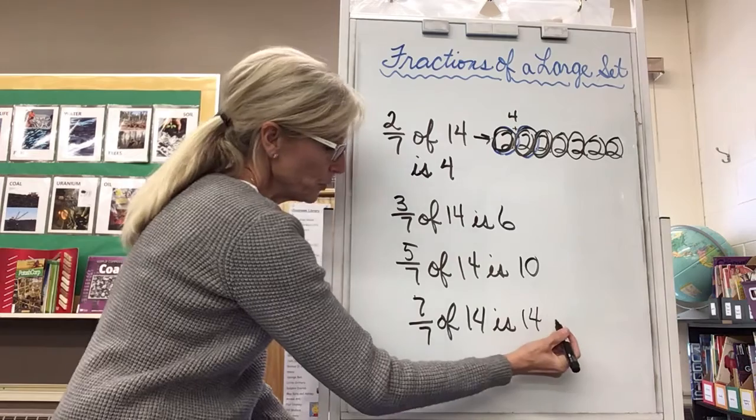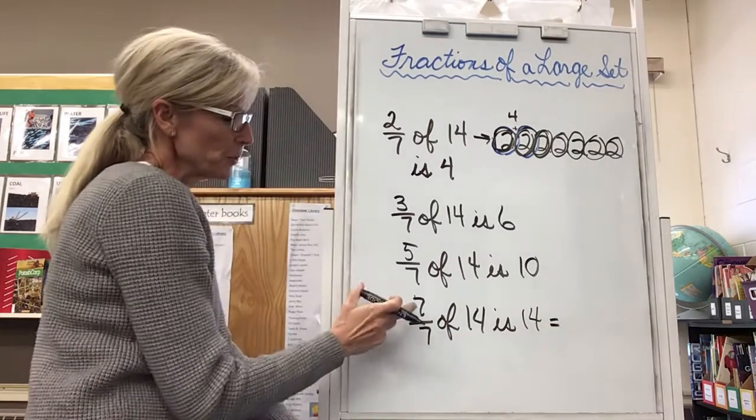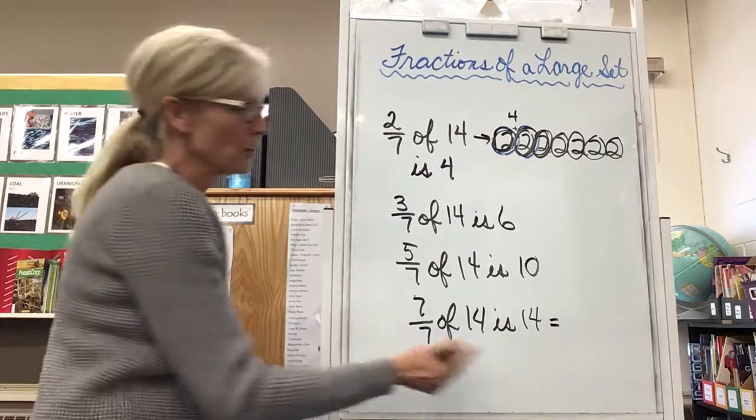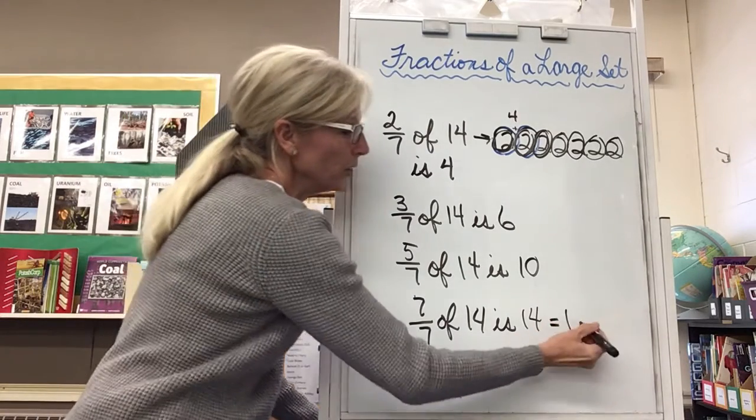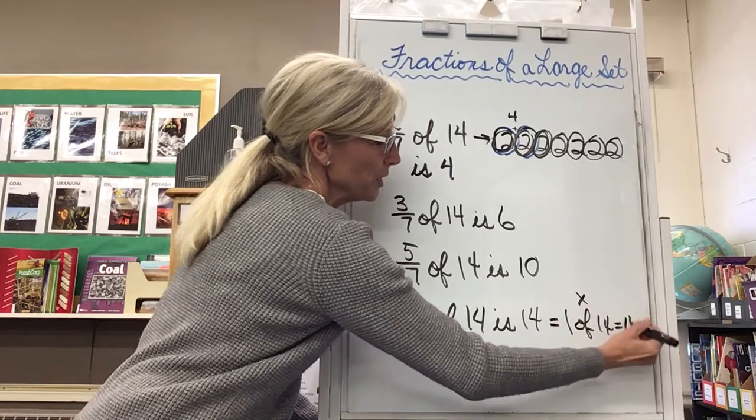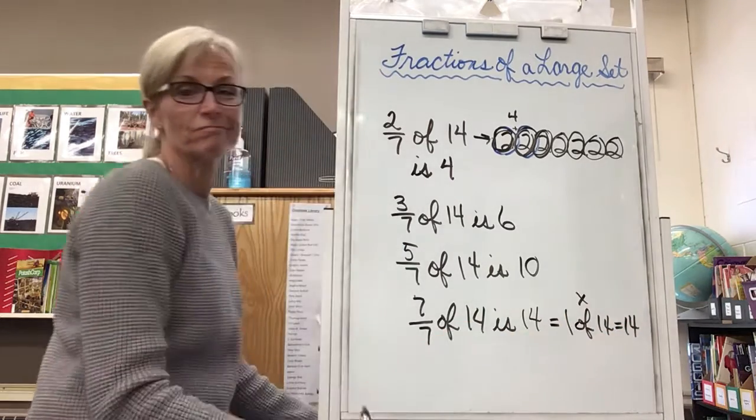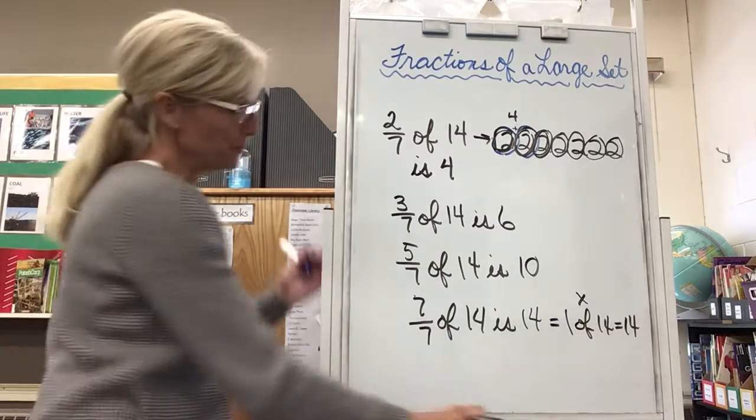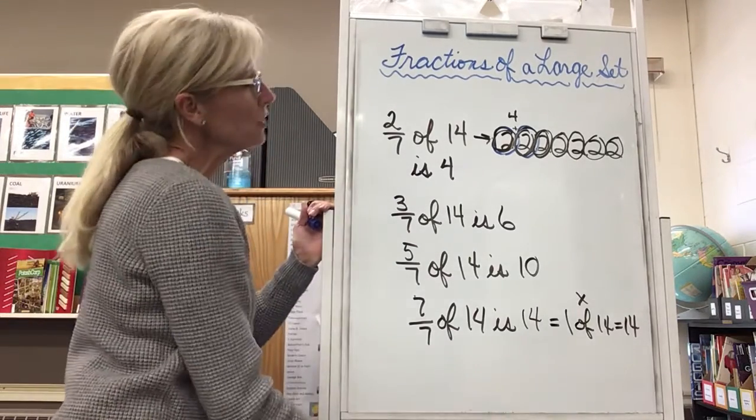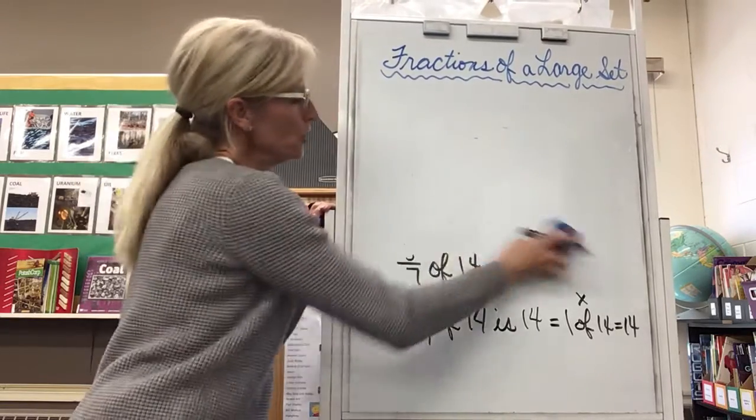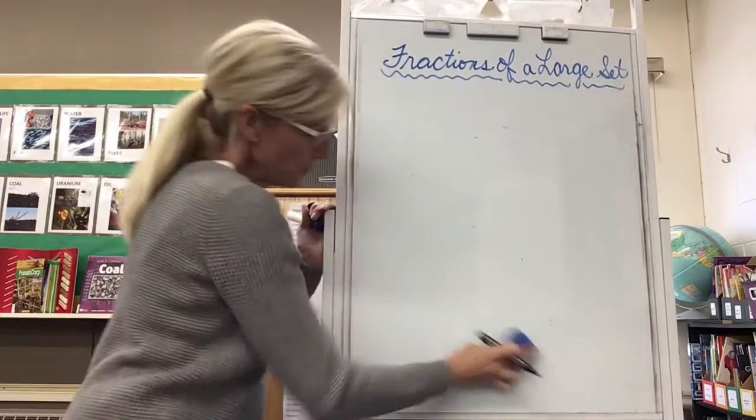Now here's a bonus question for you. So 7/7 of 14, 7/7 is really 1 whole of 14, which would be 14, because 1 group of means multiply. 1 times 14 is 14. So there's one example. Let's do one more, because I know that this is a little tricky. You have to use multiplication and division to help you understand.